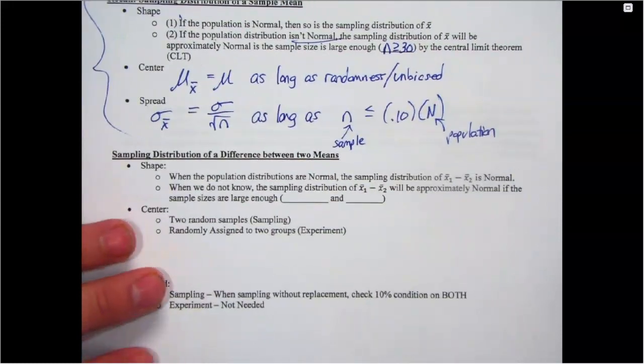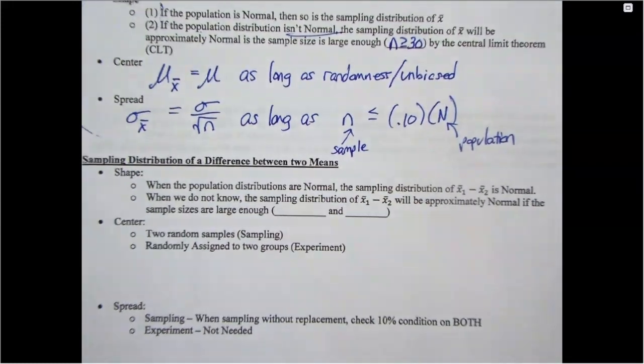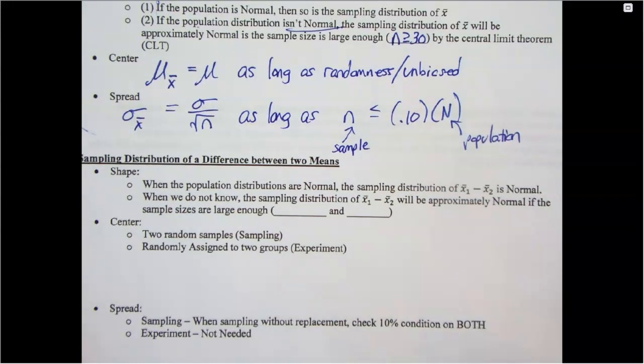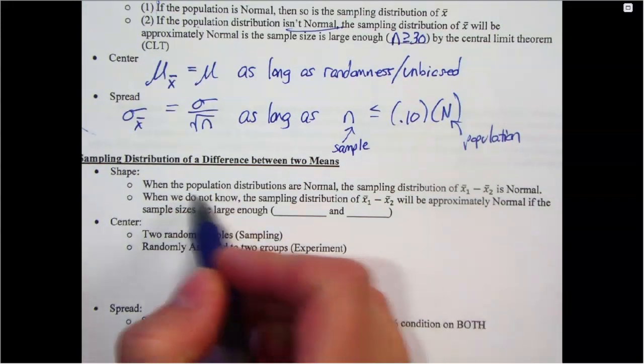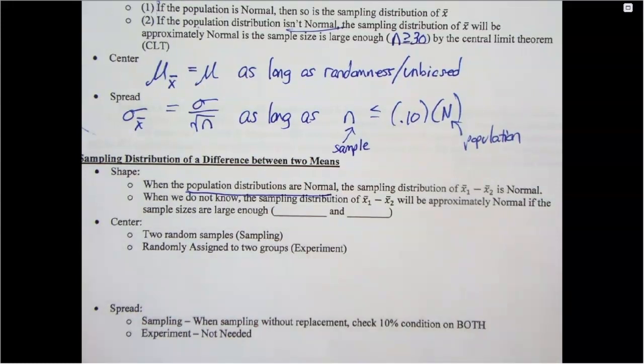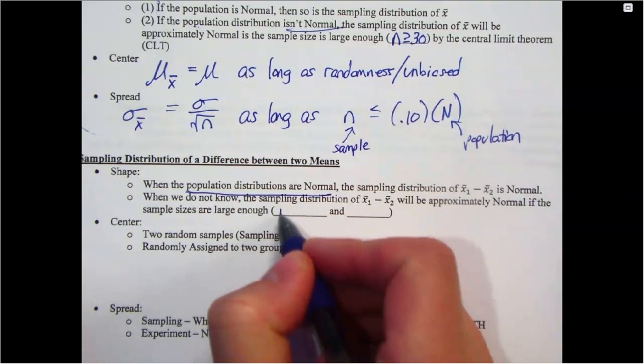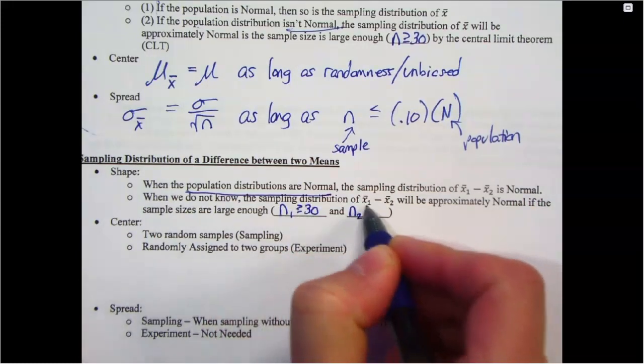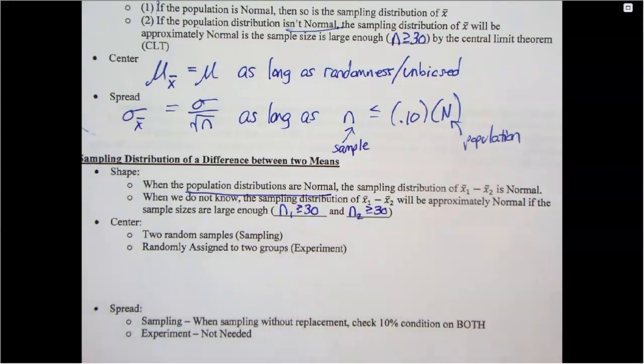So now we're saying, okay, what if we have two means? Now we're going to have the difference between them. So it's still true that if the population is normal, you're good. If the population is not normal, you need N1 to be greater than or equal to 30, and you need N2 to be greater than or equal to 30.